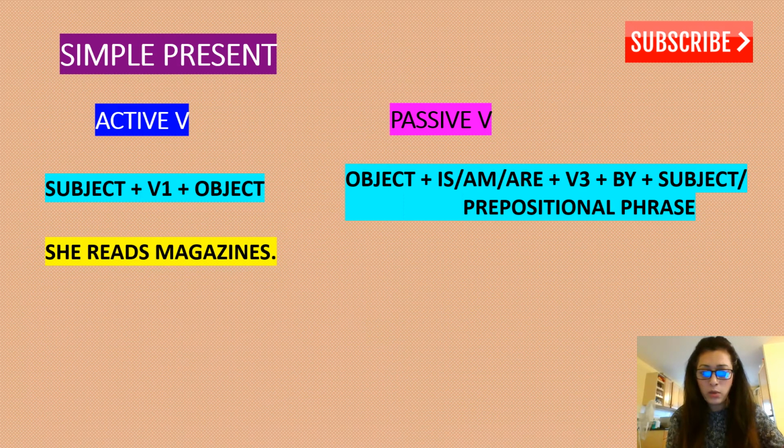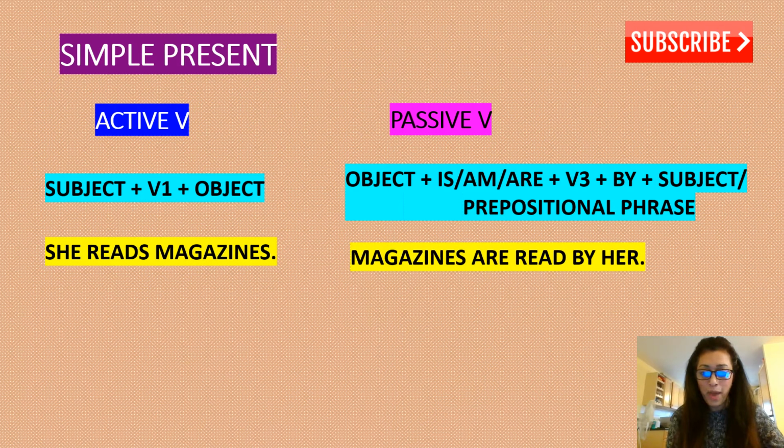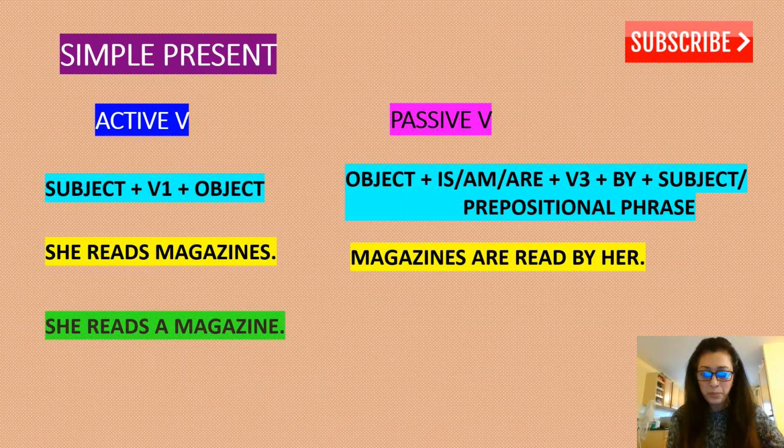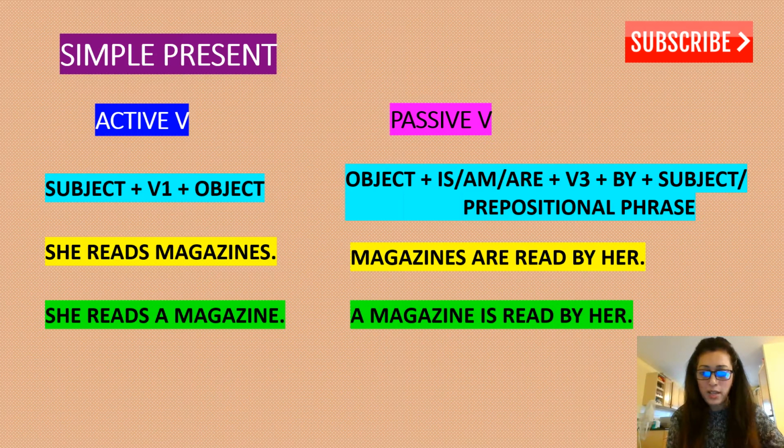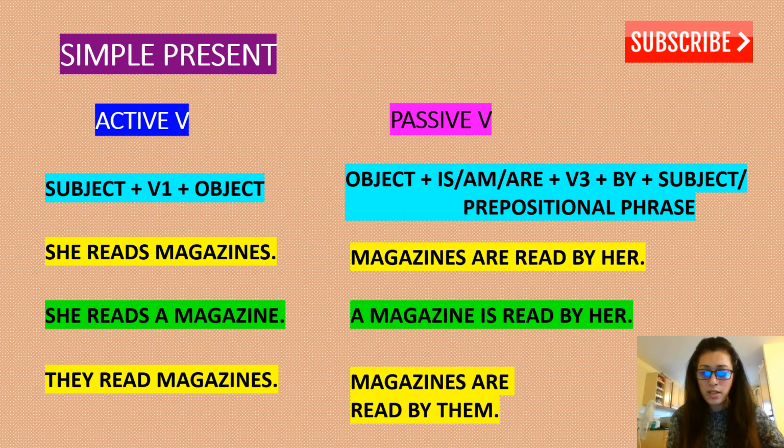Let's take an example. The first is, she reads magazines. Now, magazines are read by her, so I will use the verb third form in the sentence, and magazine has become the subject and she has become her, the object. She reads a magazine, so a magazine is read by her. You have to see the singular and plural as well. They read magazines, magazines are read by them.